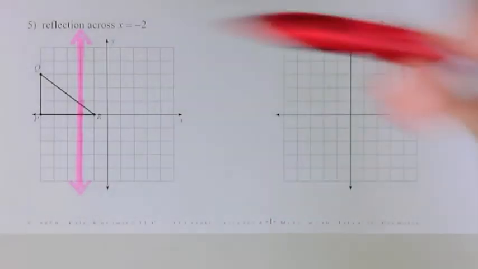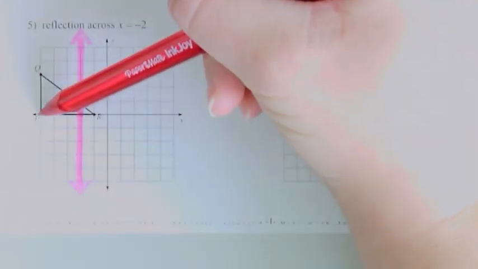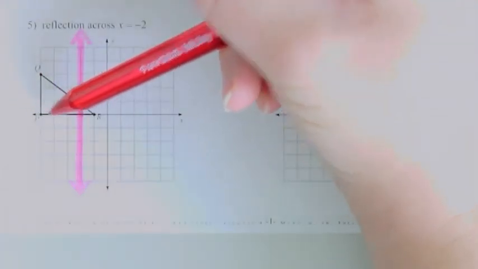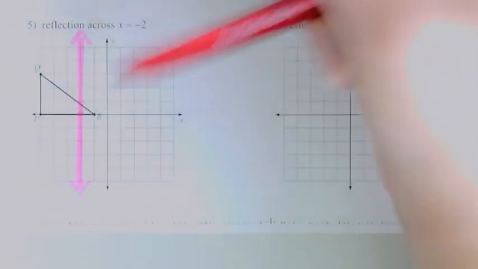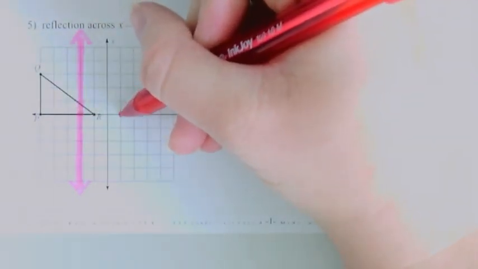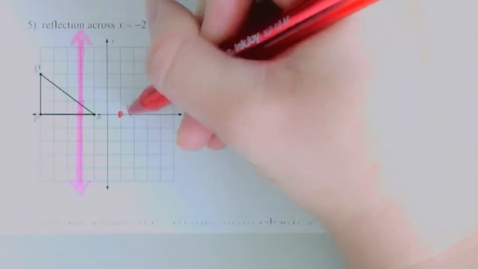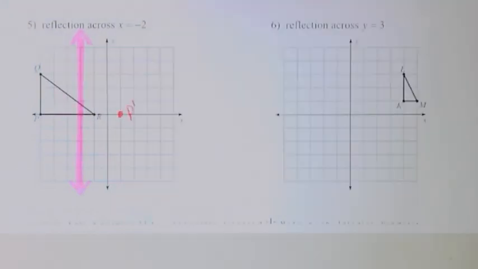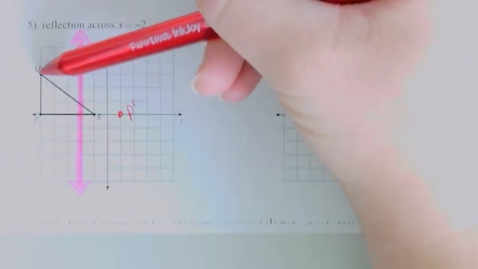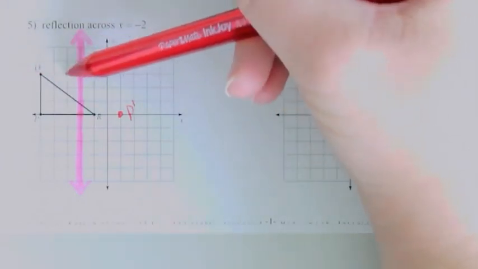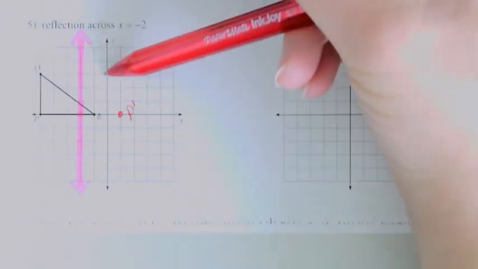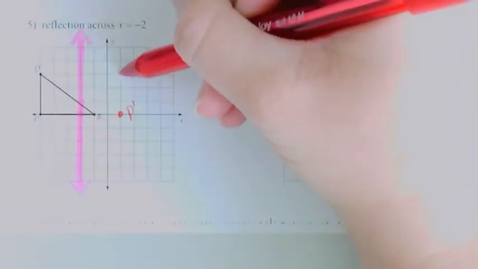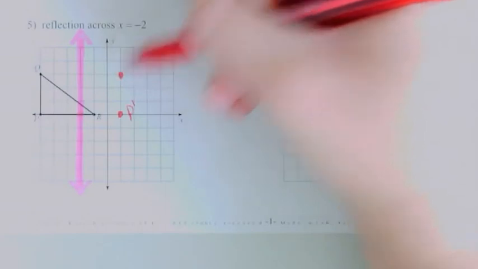Let's start with point P. Point P to the line is right 1, 2, 3. So we're going to go right 1, 2, 3 on the other side of the line. This will be the location of your new point P, P prime. Next, on to point Q. Point Q to the line is right 1, 2, 3. So we will go on the other side of the line right 1, 2, 3. This will be the location of your new point Q, Q prime.